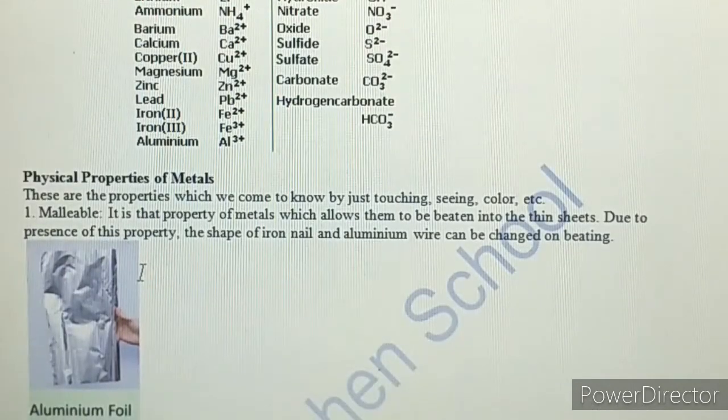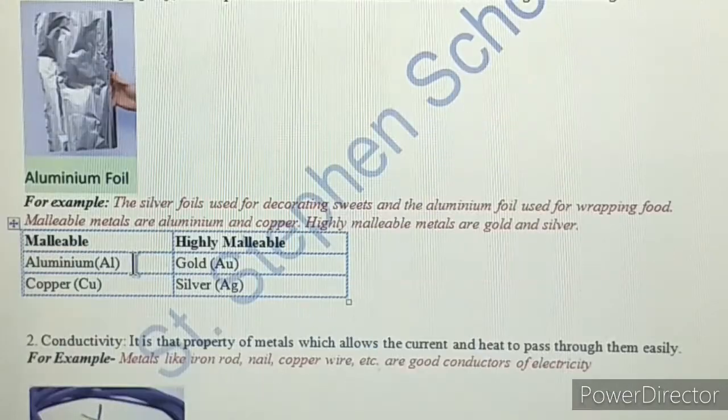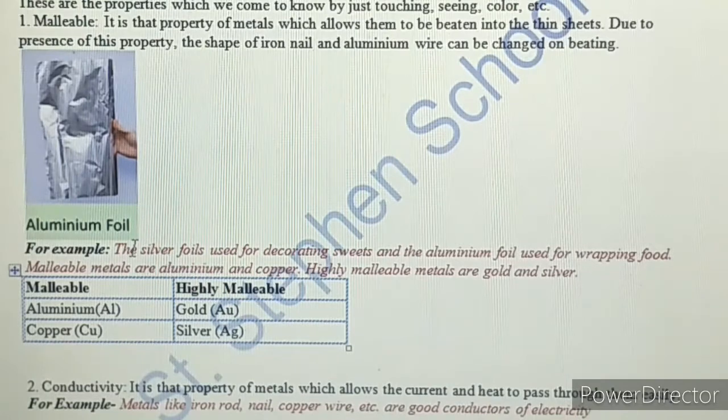Okay, now here we are on physical properties of metals. Now children, metals are electropositive in nature. Again I'm saying, they have a valency of +1, +2 and +3. Be careful, they have a valency of +1, +2 and +3.